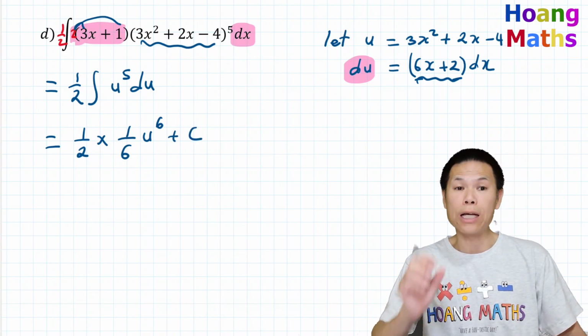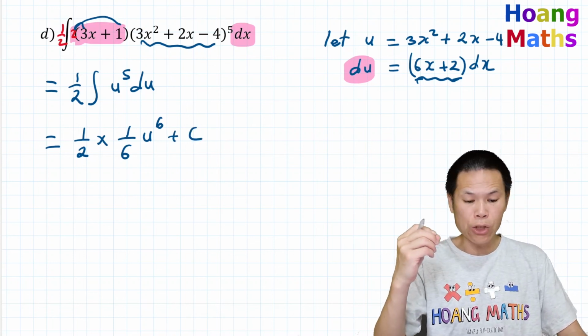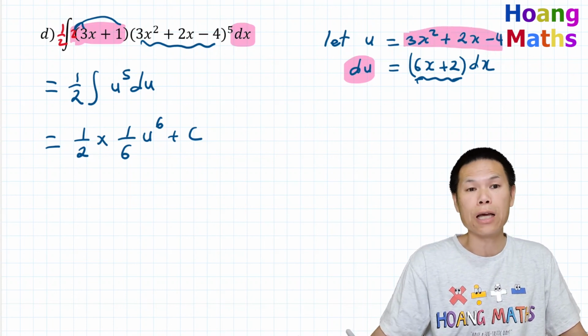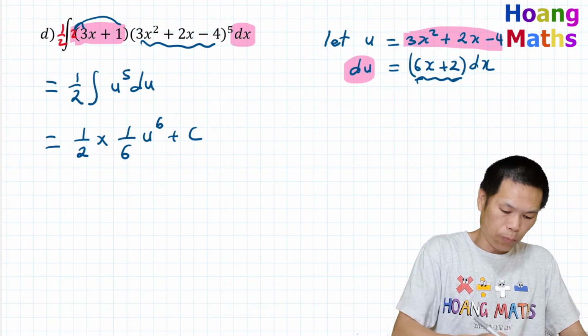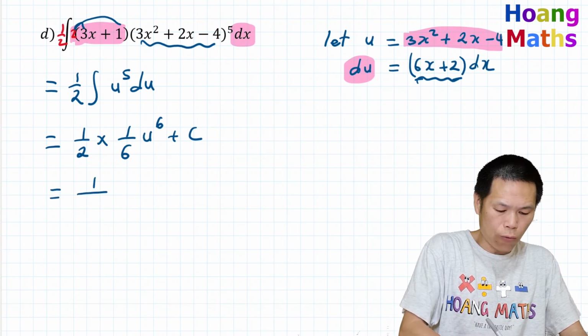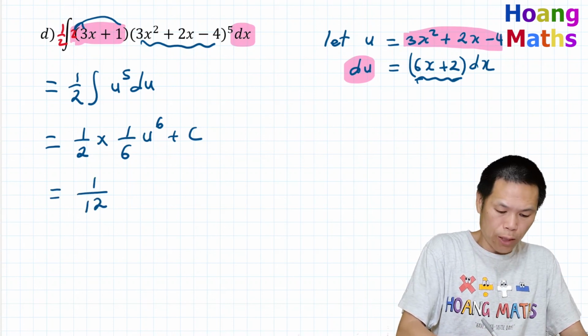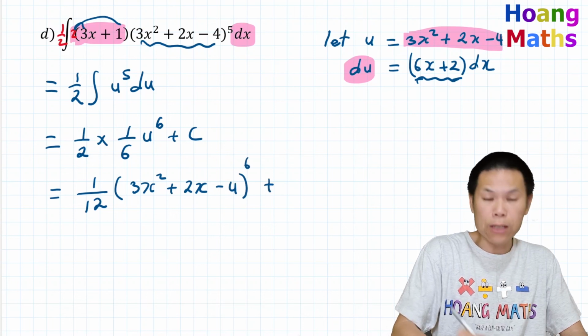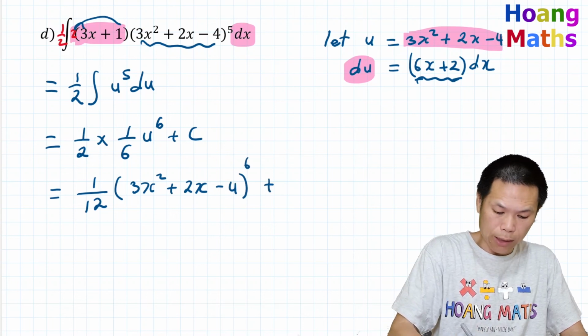So now I simplify and I replace u with 3x squared plus 2x minus 4. So that is equal to 1 over 12, 3x squared plus 2x minus 4, to the power of 6. And don't forget, we need to add a constant, that is c.